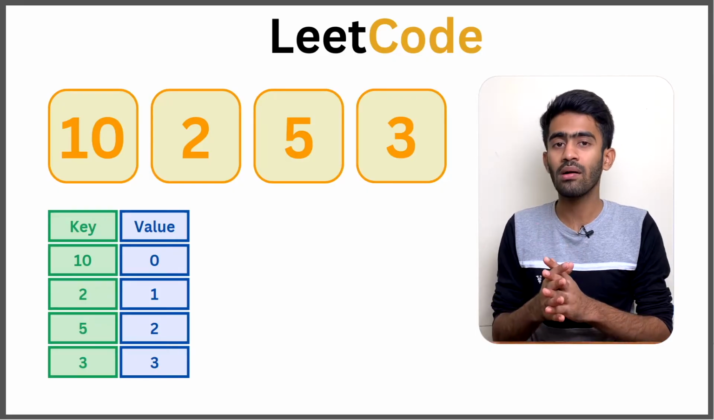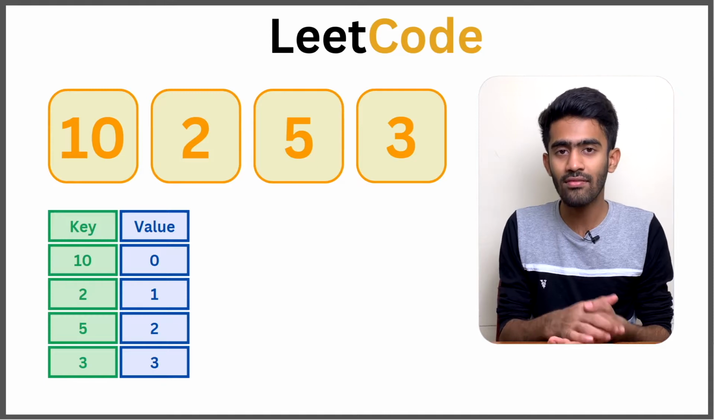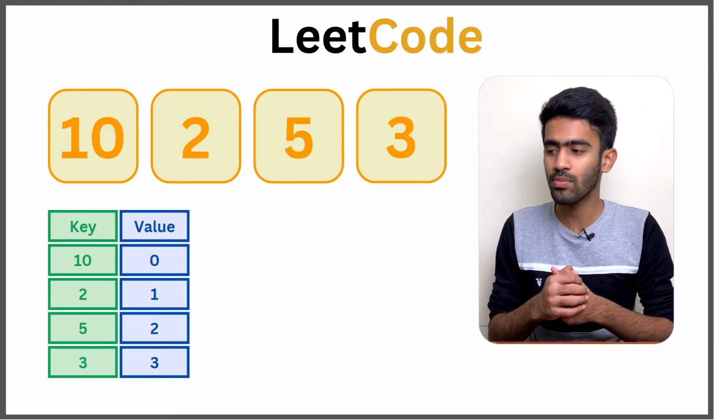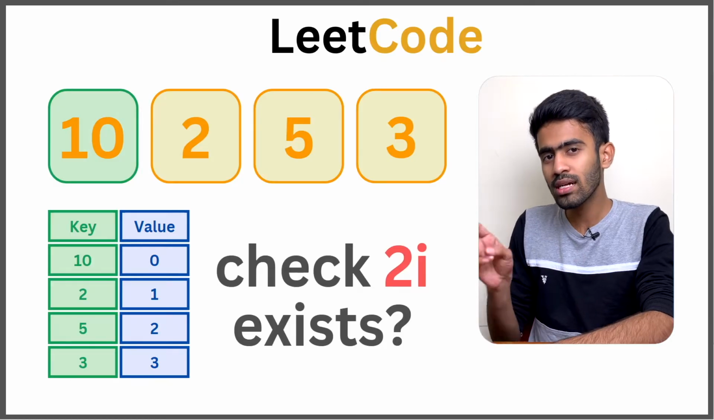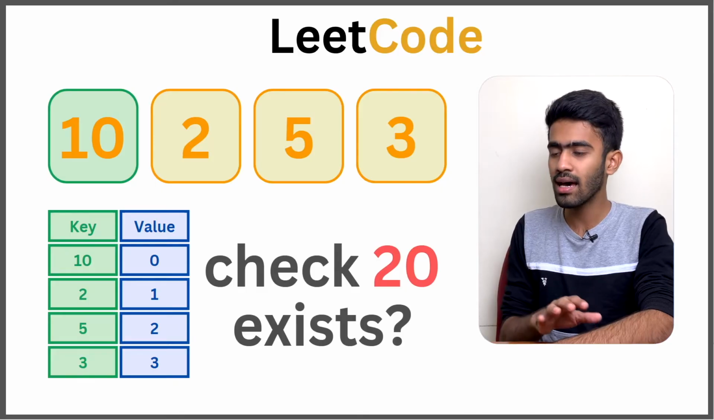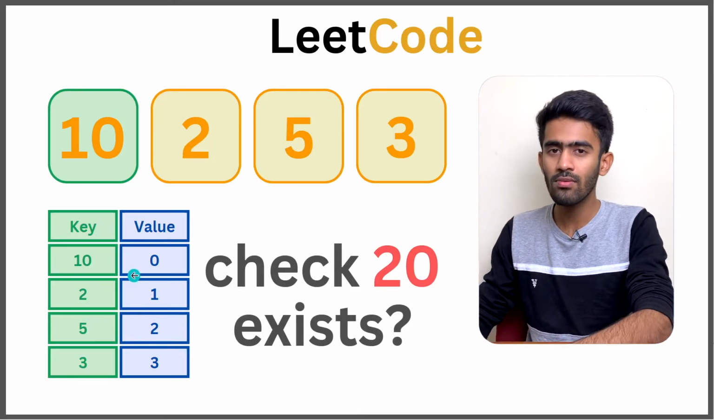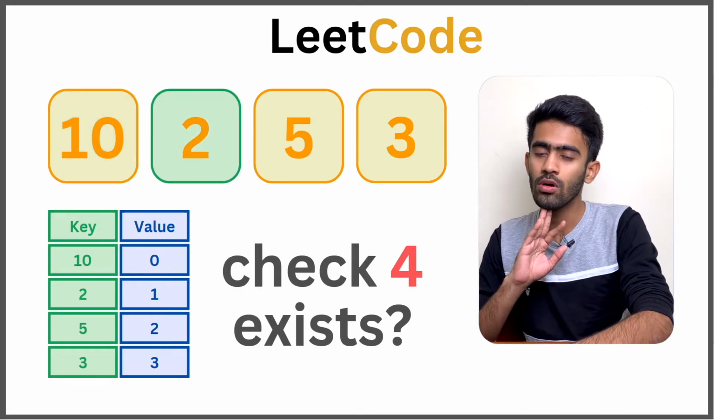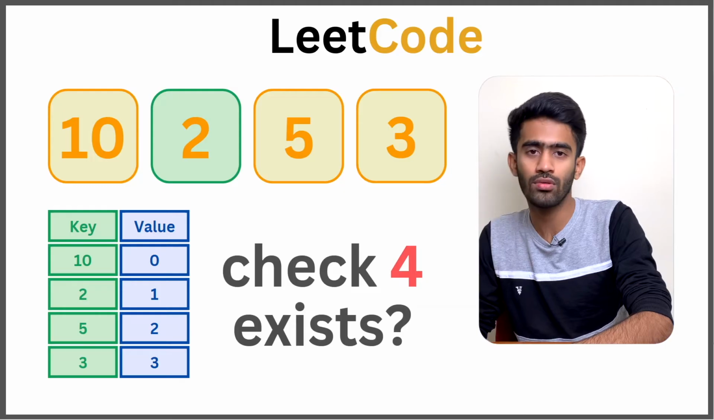Using this hash map, we are going to traverse the array again and check whether the double of each number exists. Let's start with the first number, 10. Does 2 times 10, that is 20, exist in the hash map? No, there is no 20. So we move on to the next number, 2. 2 times 2 is 4. Does 4 exist in the hash map? No, we do not have a 4.